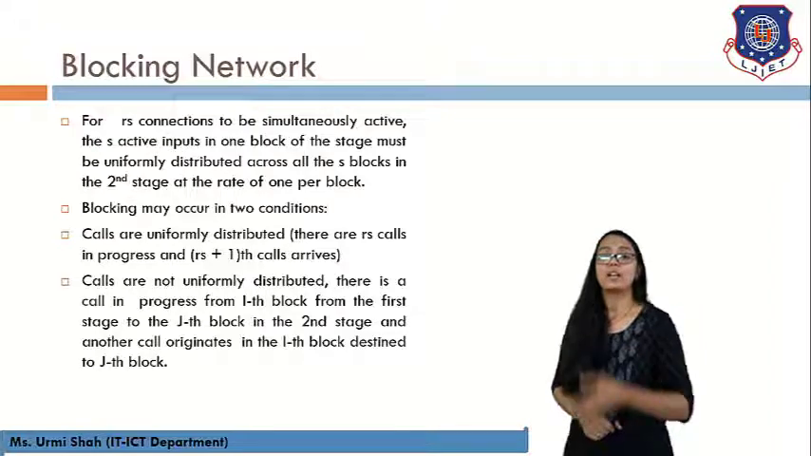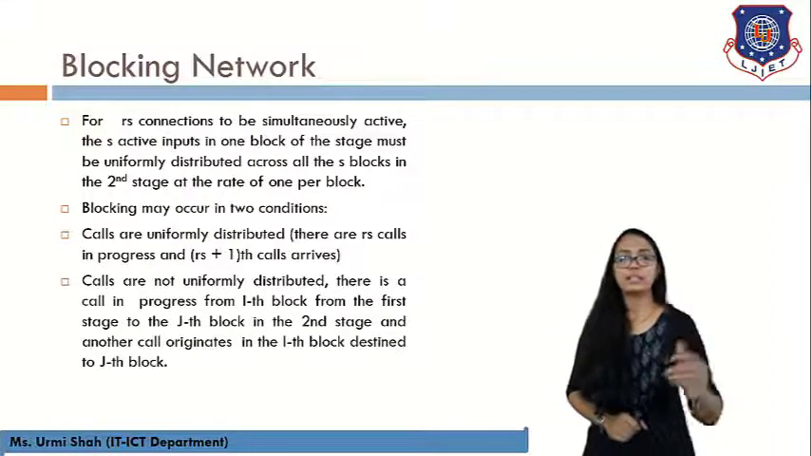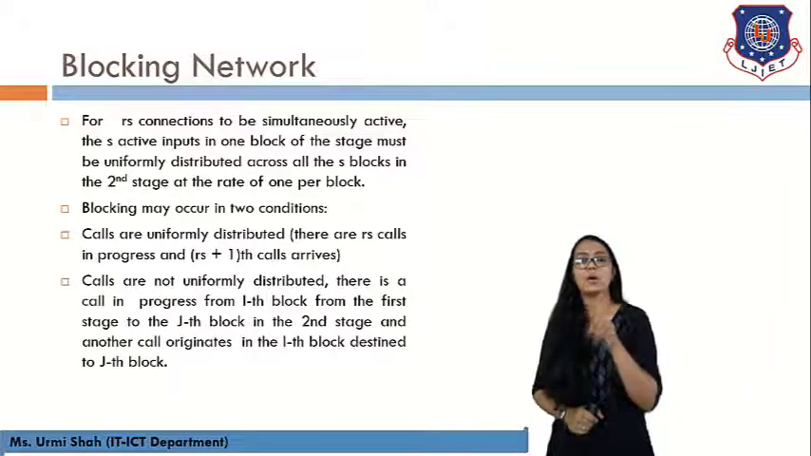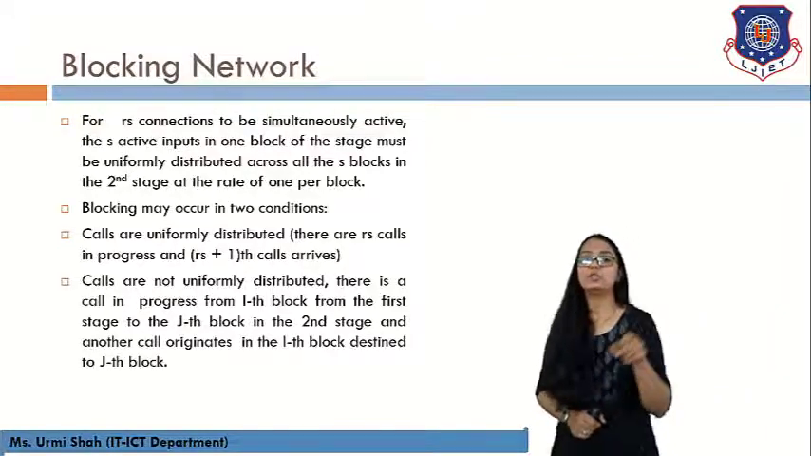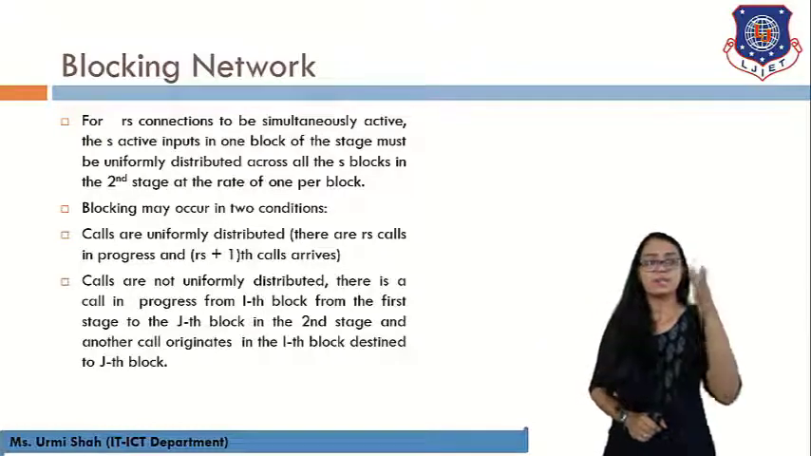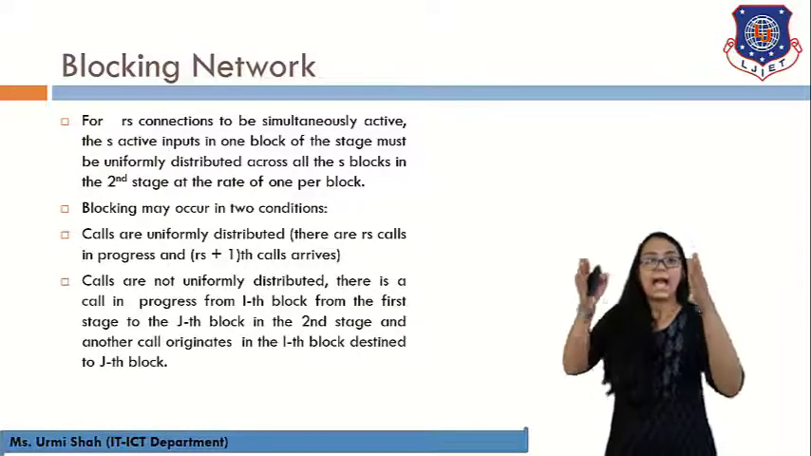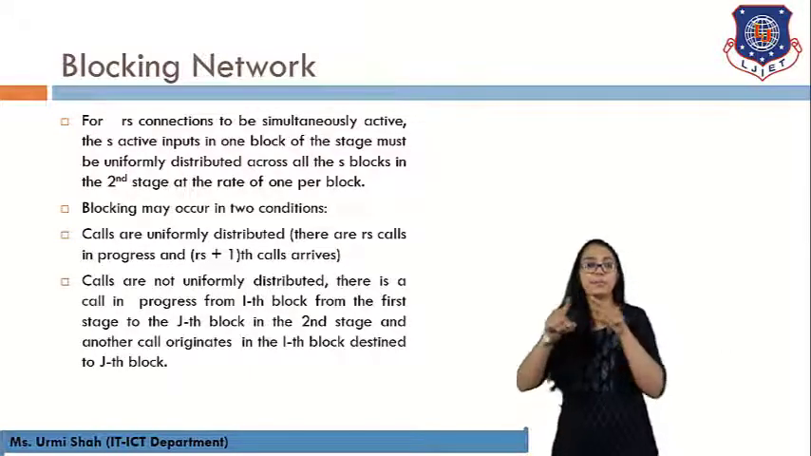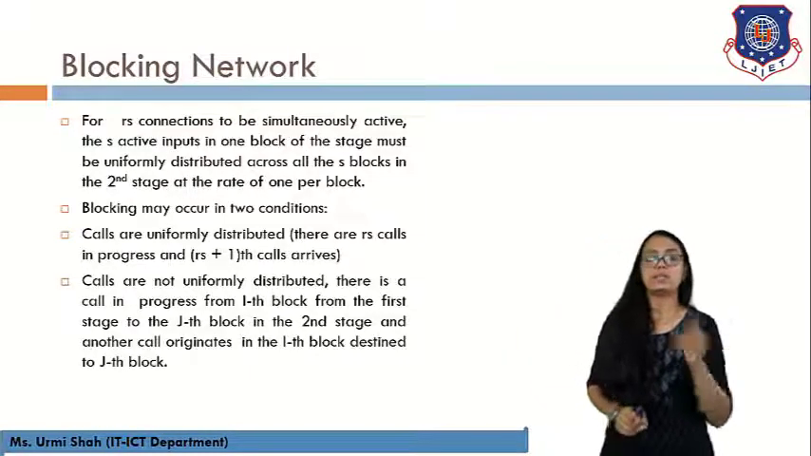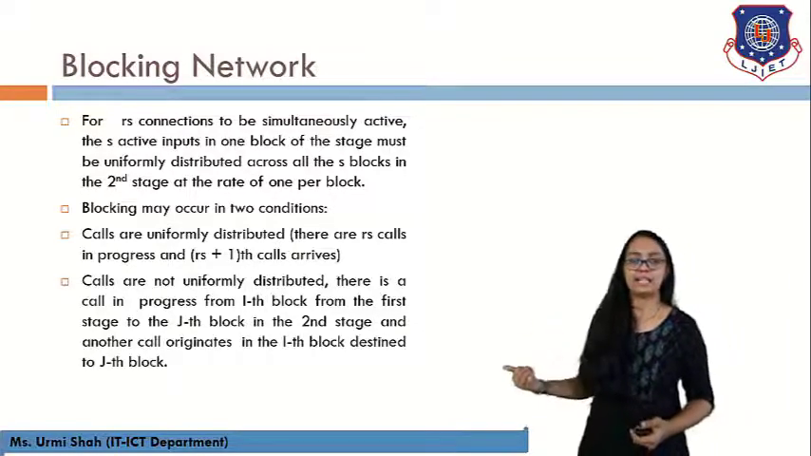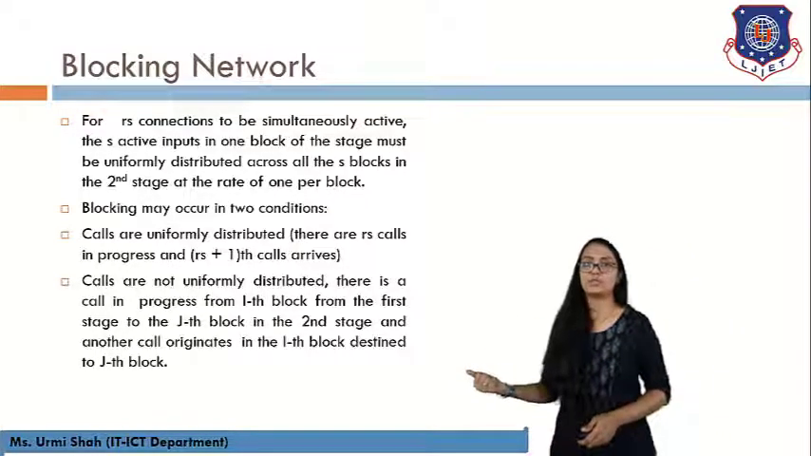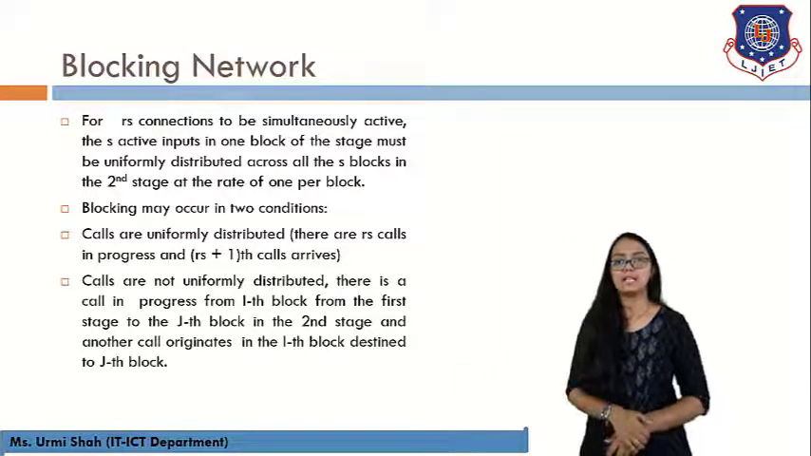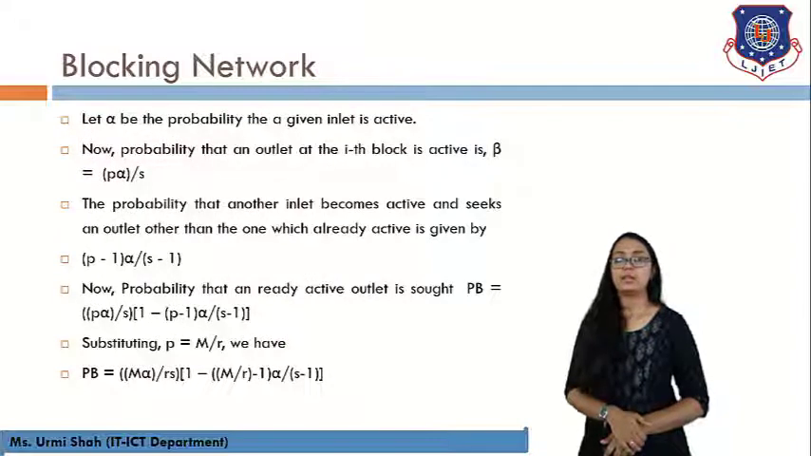You must have the calling structure equally divided in the two stages. If the switching capacity is equal to RS, then RS connections must be simultaneously active in both the stages of your switching network and they must be uniformly distributed. So these are the criteria and conditions for avoiding a blocking network.